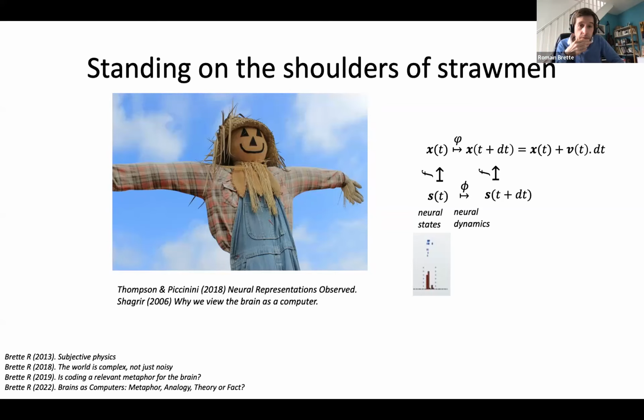In particular, it's not obvious at all that perception is a computational process. It doesn't follow from any description of the dynamics of neurons. So thank you. I stop here and I'll take questions.